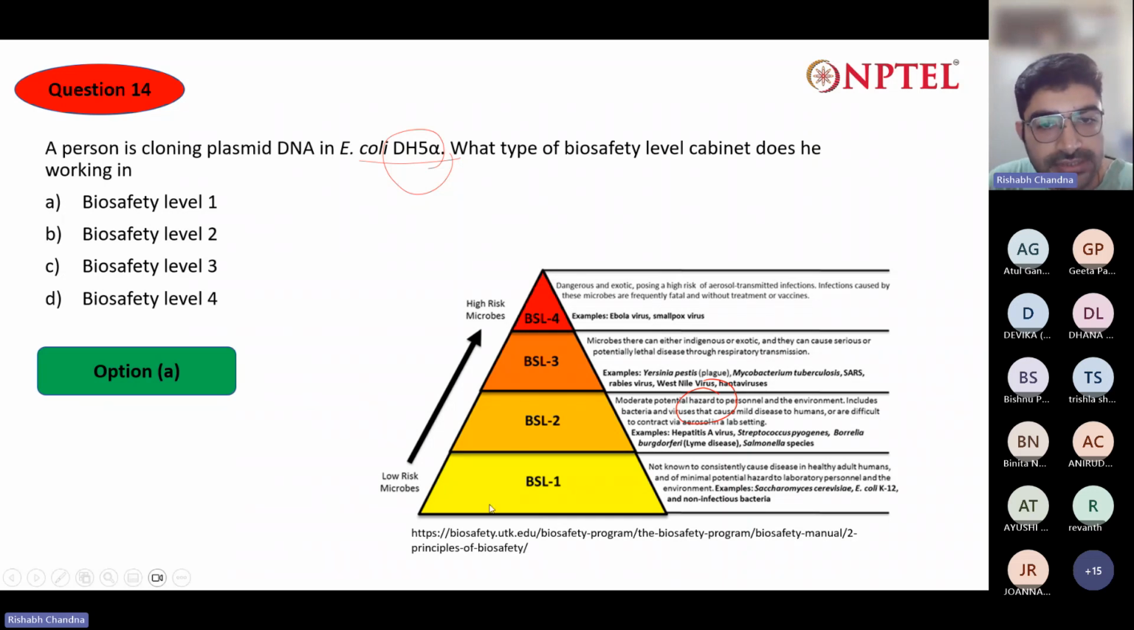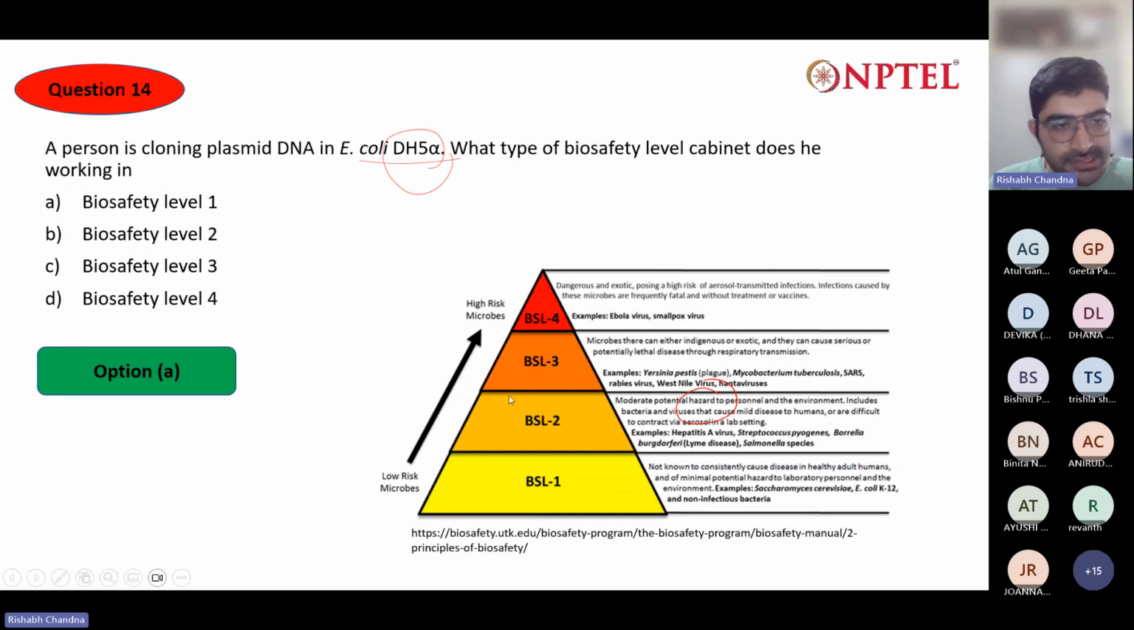So in case of BSL1, we work with organisms that are found to be non-hazardous to humans or the environment. For example, E. coli, or the normal cloning that we do in a BSL1 laboratory or BSL1 hood. The normal microbiology experiments or the normal techniques that we learned in our bachelor's or master's are done in the BSL1 hood only. And all the non-infectious bacteria that we work with come under BSL1.